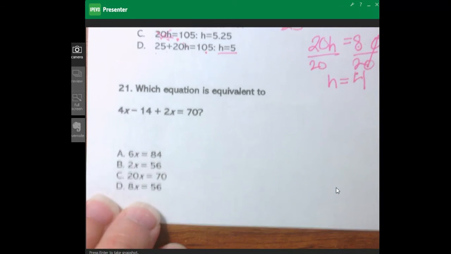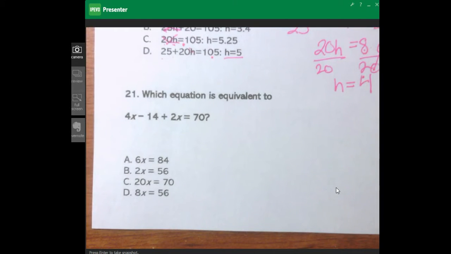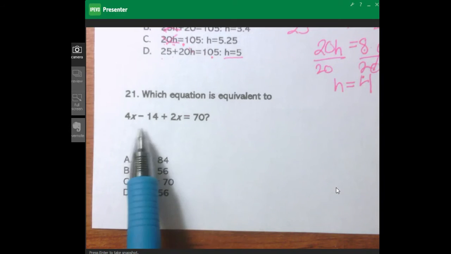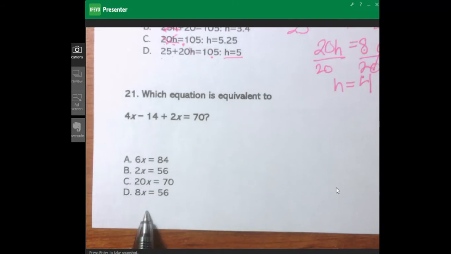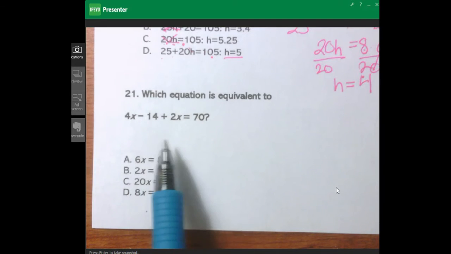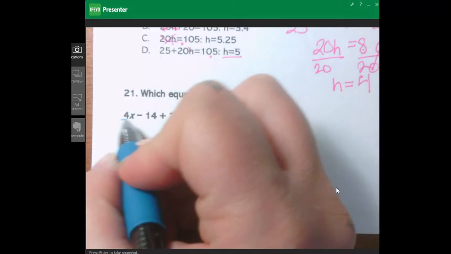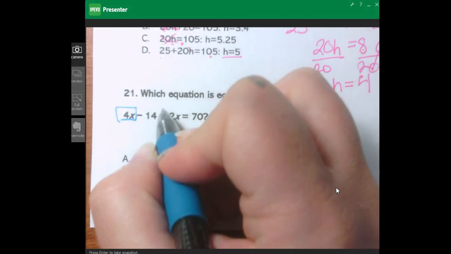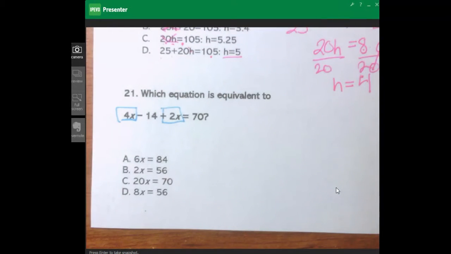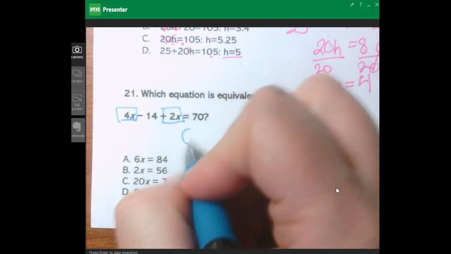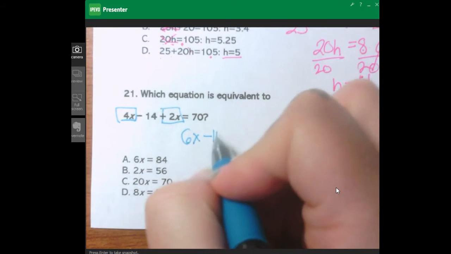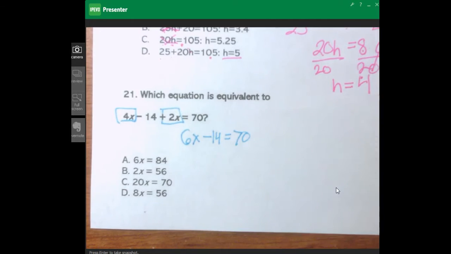All right, here's number 21. Which expression is equivalent to 4x minus 14 plus 2x equals 70? So let's see what simplifying we can do here and find out which one that matches with. So I've got some like terms. I've got 4x and I have 2x, a positive 2x. So if I put those together, I get 6x minus 14 is equal to 70.